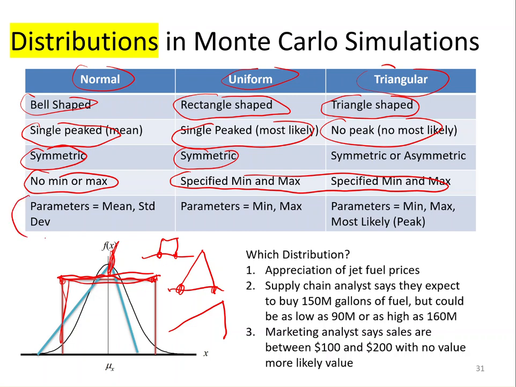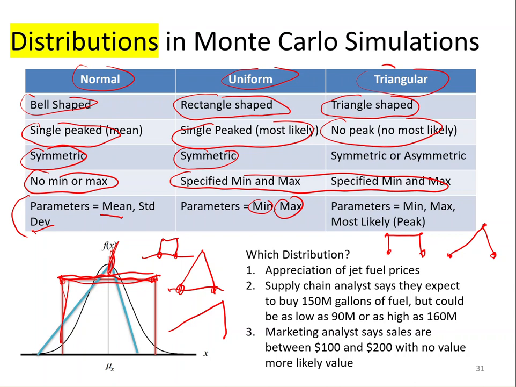What parameters do you need to estimate a normal distribution? You need a mean, that's the center point, and the standard deviation. For a uniform, all you need is a min and a max. If you know a min, you know a max, you can define the distribution. For a triangular, you need three parameters. You need to know the min, the max, and the peak, the most likely value.